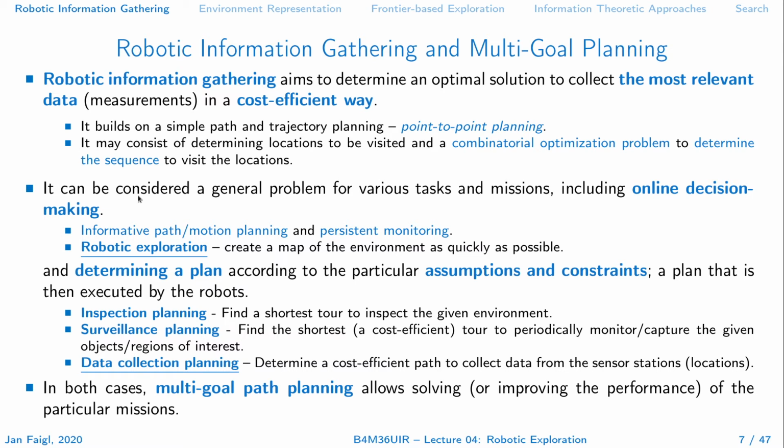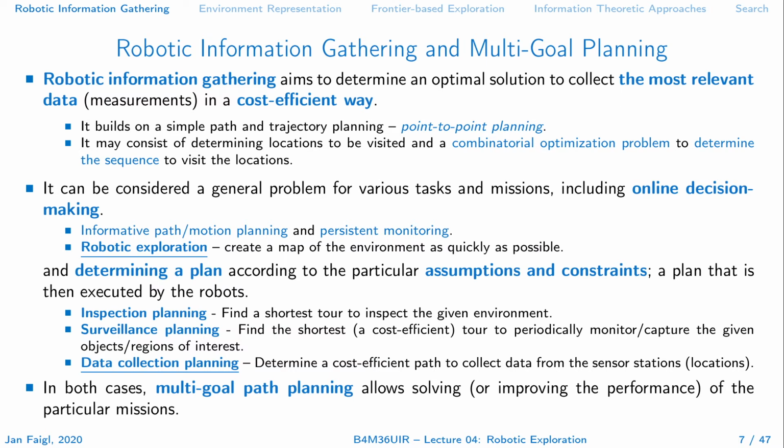And of course there is the general point of view depending on the task and mission. They include online decision making. There is informative path or motion planning or persistent monitoring, which we will cover in the next slides. And there is a large part of the robotic exploration topic where we basically aim to create a map of the environment, usually as quickly as possible. But there are also other notions of the performance indicator.